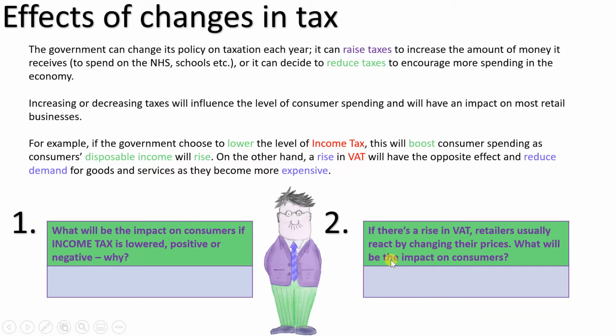Question 2. If there's a rise in VAT, retailers usually react by changing their prices. Remember, this is a regressive tax, it's an indirect tax, it's not linked to earnings. So what will be the impact on consumers? Here, the VAT has risen. As it's a regressive tax, retailers tend to pass that on to consumers, so prices will go up. What will consumers tend to do if the prices go up?